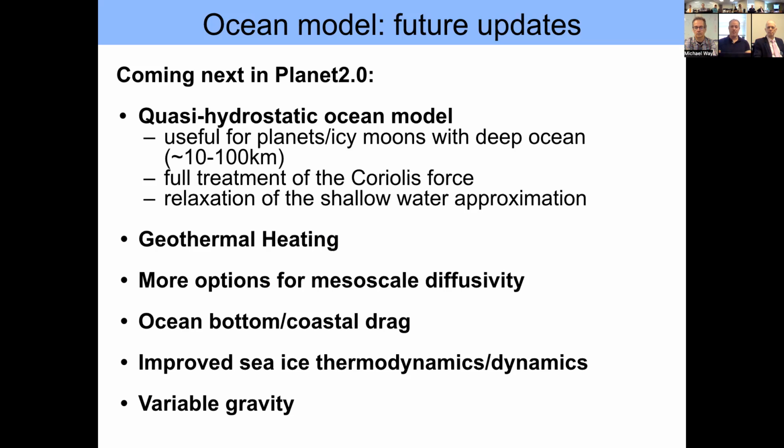Where the gravity, for example, on Enceladus, which has a radius of around 200, 300 kilometers, a third of that is water. And so you might conceive that the gravity at the top of the ocean might actually be different from the gravity at the bottom of the ocean. On Earth, we can basically consider the gravity constant over the whole ocean depth. And I think that's it.